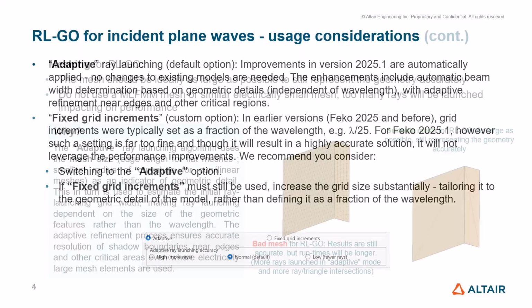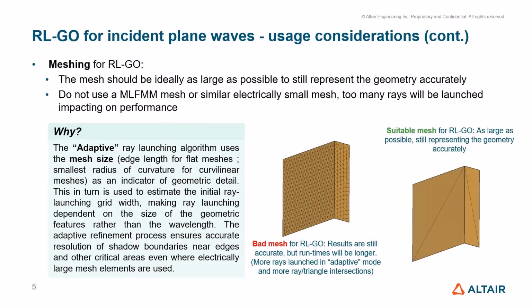Now, when it comes to RLGO, the mesh size directly affects the RLGO performance. In adaptive mode, the mesh size influences how the rays are launched and where the refinement is applied. So we recommend using the coarsest mesh that still accurately represents the geometry. If you use overly fine meshes, especially those that are created for other solvers like MLFMM, that can significantly increase the ray count and degrade the solver efficiency in RLGO.